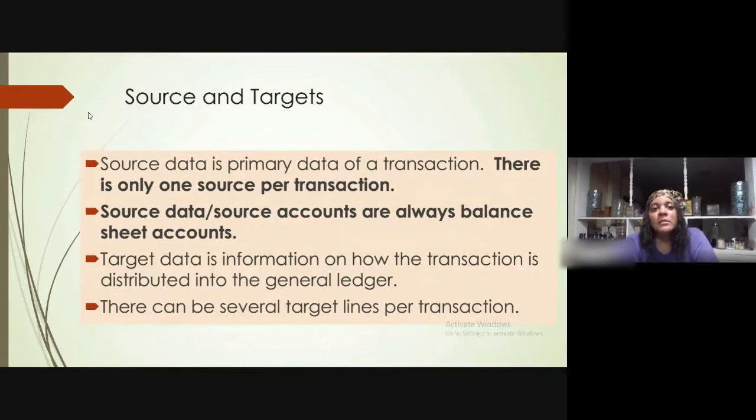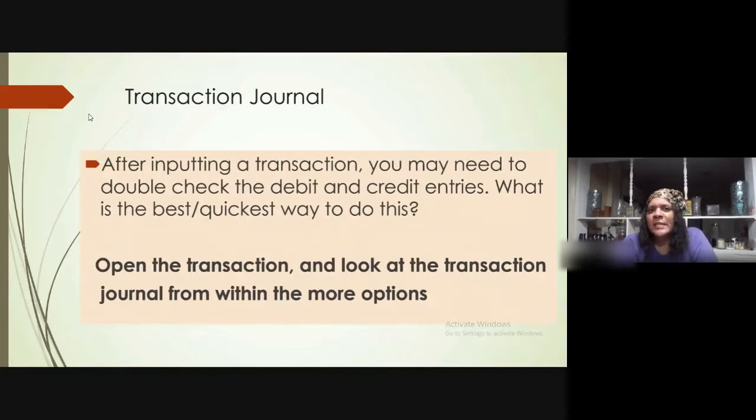Sources and targets. Source data is primary data of a transaction. There's only one source per transaction. Source data or source accounts are always balance sheet accounts. So you see I have both of those in bold. That means make sure you have those in your notes. So there's only one source per transaction, and source data or source accounts are always balance sheet accounts. Target data is information on how the transaction is distributed into the general ledger, and there could be several target lines per transaction.